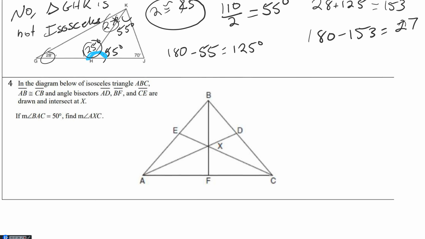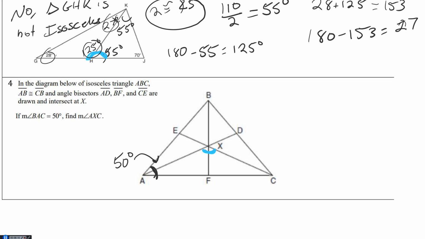Number 4. In the diagram below of isosceles triangle ABC, AB is congruent to CB, and angle bisectors AD, BF, and CE are drawn and intersect at X. If the measure of angle BAC, so this whole angle right here, is 50 degrees, find the measure of angle AXC. So I'm looking for this angle right here.